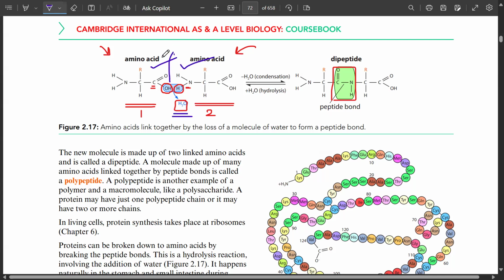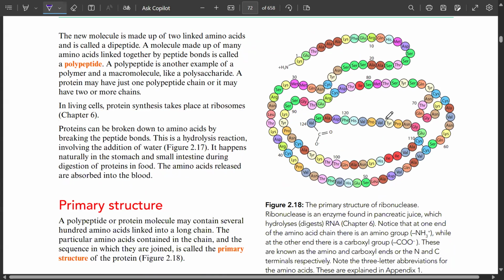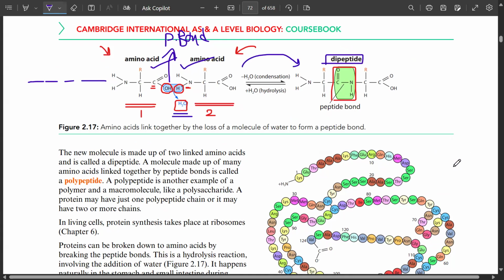This is known as a peptide bond. Got it? Yeah. And a lot of amino acids join together to form a dipeptide. Dipeptide means two amino acids join together. But a lot of amino acids join together, for example, in this structure, you can see so many amino acids join together. We call this a polypeptide chain.